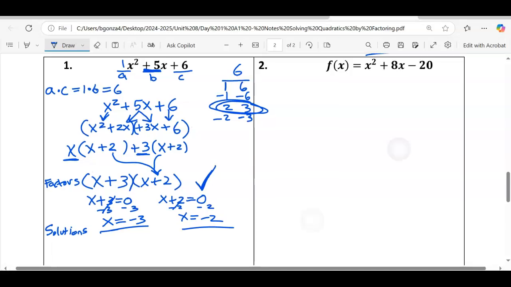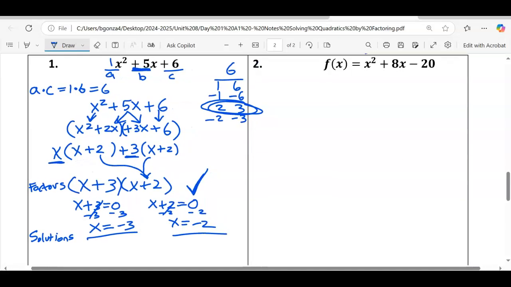Okay. Let's do another one. What was that really cool first step? A times C, right? Because it's so cool. So what's A, B, and C? A is missing, so that's 1. B is 8. C is not just 20, it's negative 20, right?